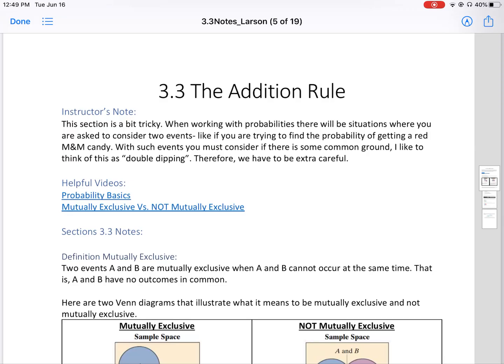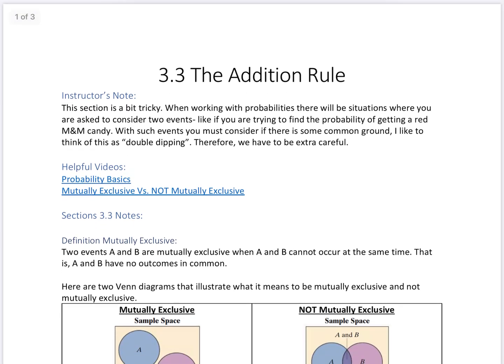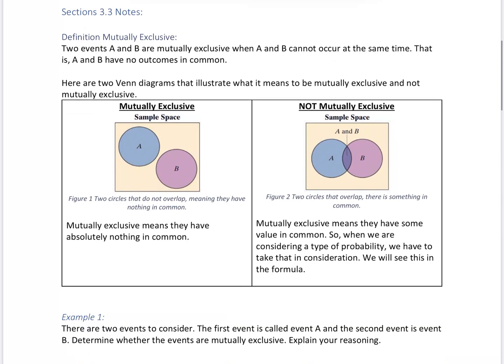Hi, today we'll be continuing with Section 3.3, the addition rule. If you'd like to, I included some videos that kind of explain this topic a bit more. All right, let's begin with our notes.